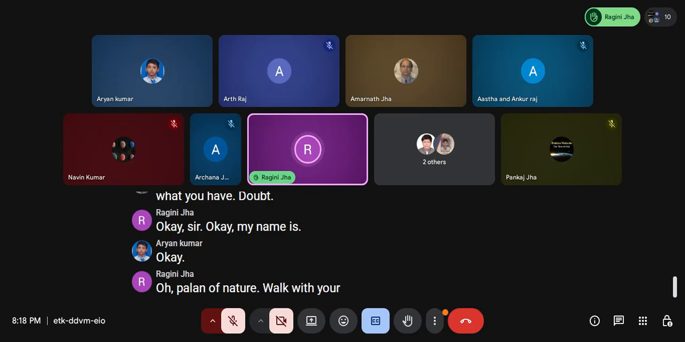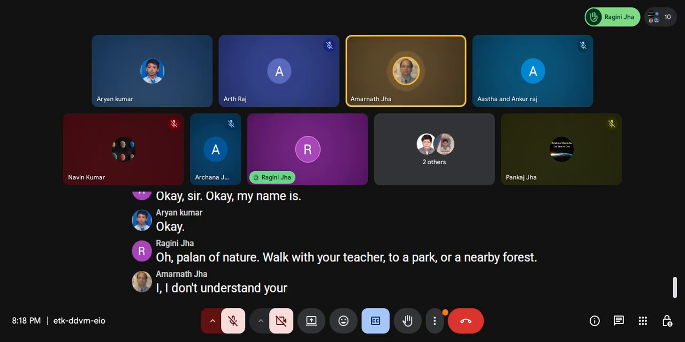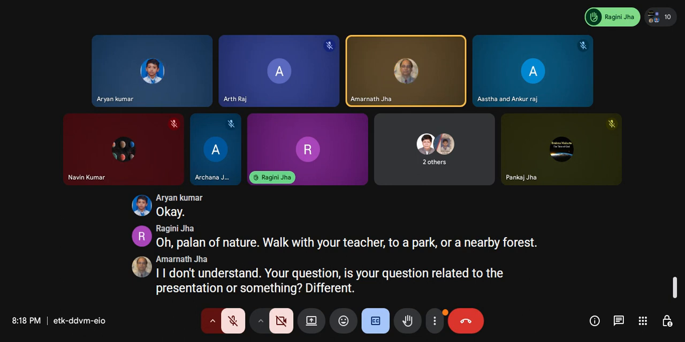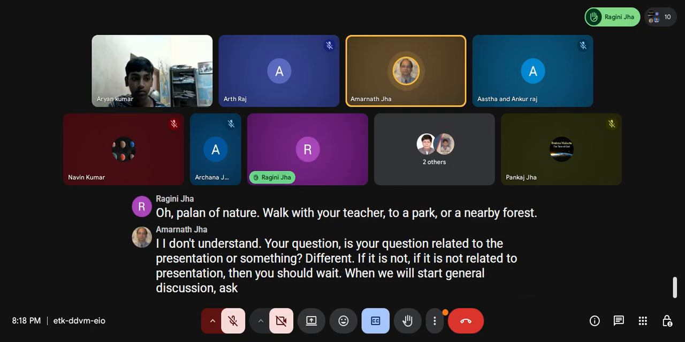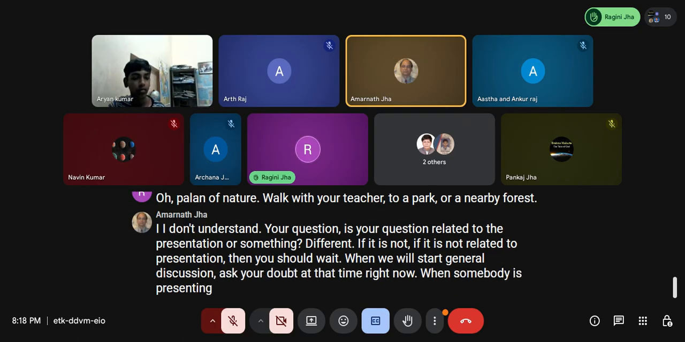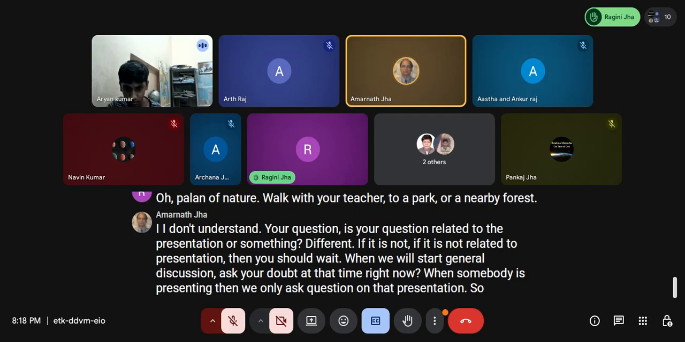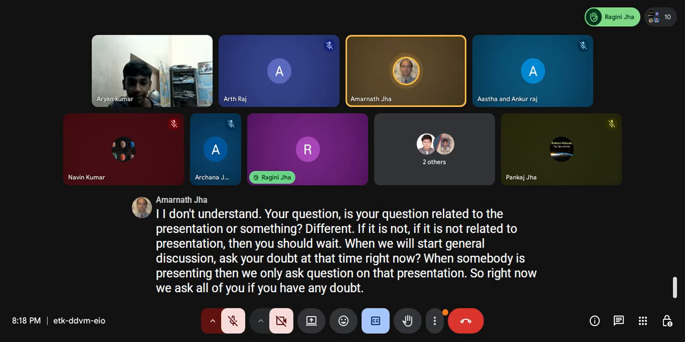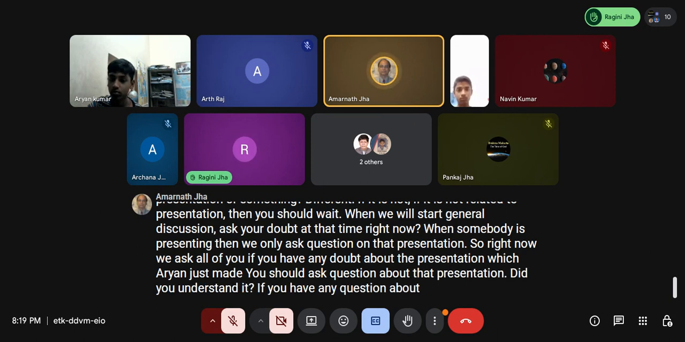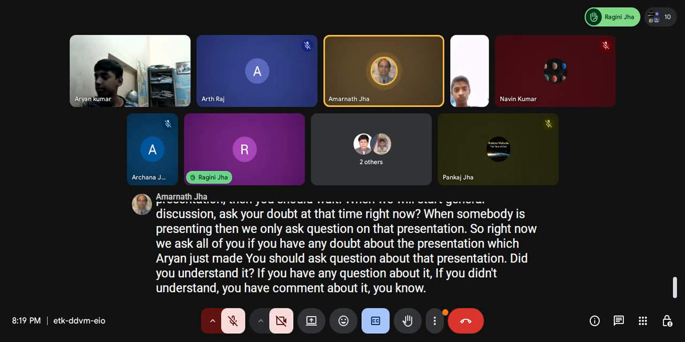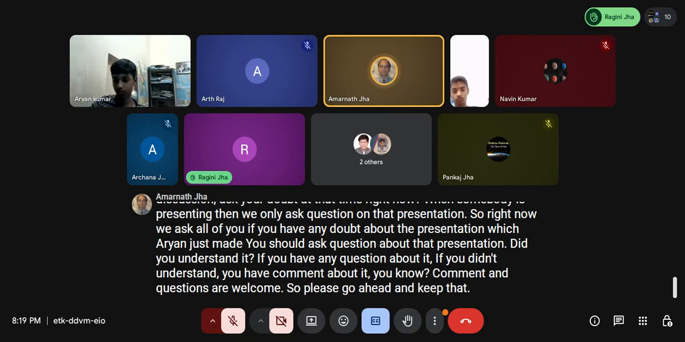Plan a nature walk with your teacher to a park or a nearby forest. I don't understand your question. Is your question related to the presentation or something different? If it is not related to the presentation, then you should wait. When we start the general discussion, you can ask your doubt at that time. Right now, when somebody is presenting, we only ask questions on that presentation. So right now, if you have any doubt about the presentation which Aryan just made, you should ask about that presentation. If you didn't understand something, or you have a comment, comments and questions are welcome. So please go ahead and keep that boundary in mind.